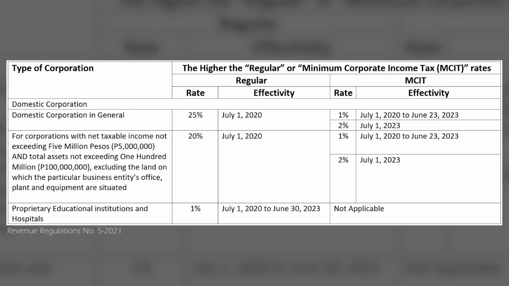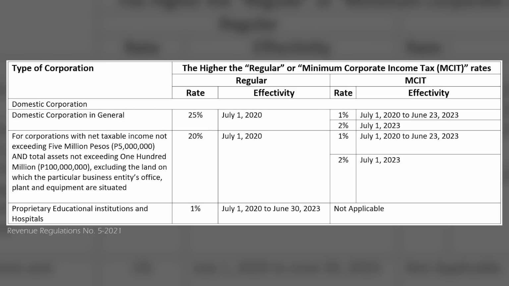So here is the matrix of the new income tax rates applicable to the different kinds of corporations. In general, domestic corporations have a 25% rate effective July 1, 2020, whereas the applicable MCIT is reduced from July 1, 2020 to June 30, 2023. Afterwards, the rate will be 2%.